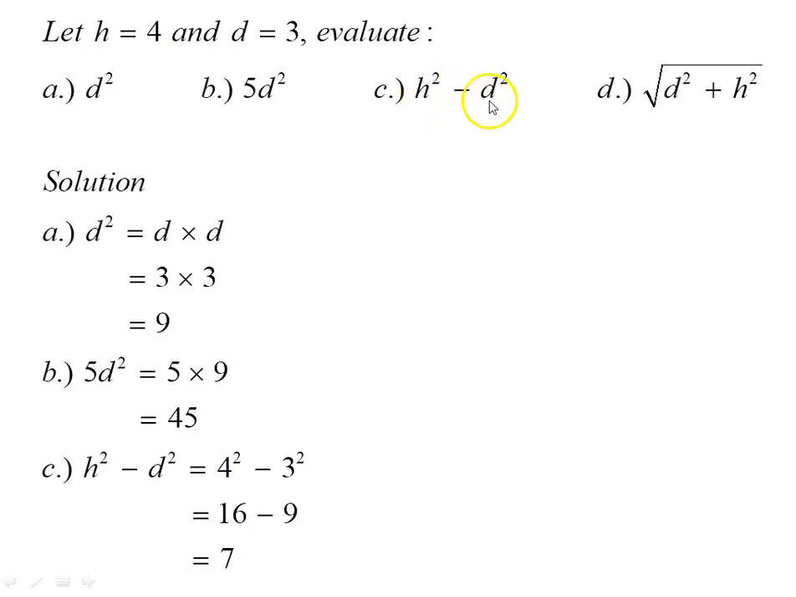Next one, h squared minus d squared. H is 4, so that's 4 squared. D is 3, 3 squared. 4 squared is 16. 3 squared is 9. 16 minus 9 gives us 7. And then we'll evaluate this next one over the page here.